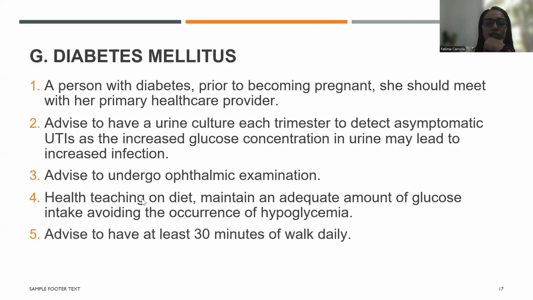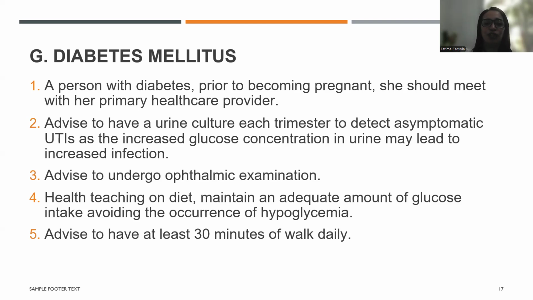For diabetes mellitus, a person with diabetes prior to becoming pregnant should meet with her primary healthcare provider. In gestational diabetes mellitus, we have the human placental lactogen that is causing the possibility of high blood sugar. So if you are already suffering from diabetes mellitus before pregnancy, you might have to check with your healthcare provider what to do, because there might be increased monitoring in all aspects, and most importantly to the lung surfactant of the baby.